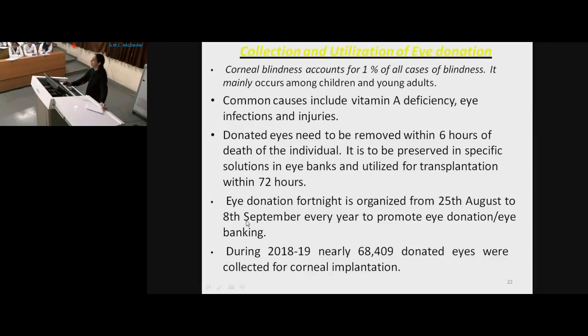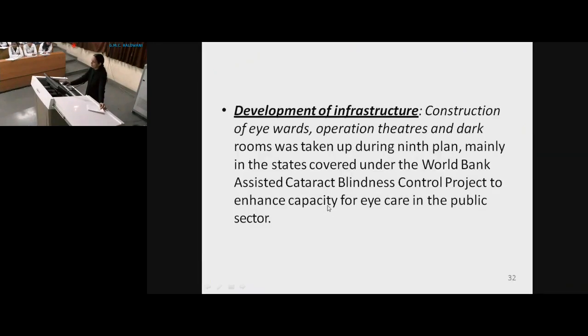ये जो duration है, that is observed as eye donation fortnight, and that is to promote eye donation and eye banking. So development of infrastructure is also important. Construction of eye wards, operation theaters and dark rooms. This construction was taken up during the 9th 5-year plan and mainly in the states covered under the World Bank assisted cataract blindness control project to enhance the capacity of eye care in the public sector.